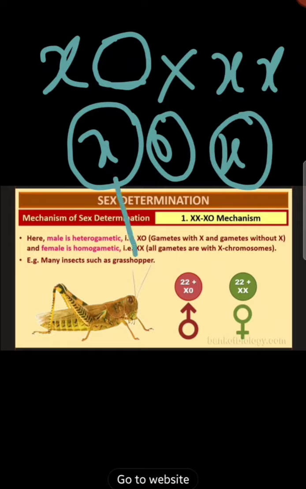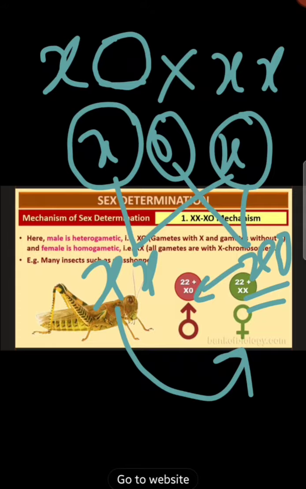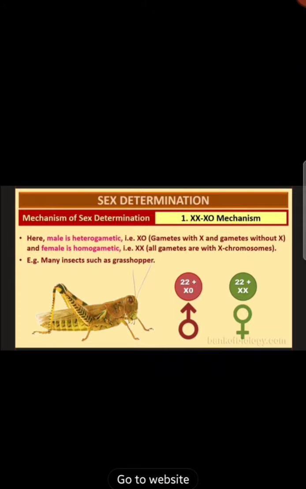So if this X and this X will fuse, then it will be again female progeny, but this X and the sperm without any X will fuse, then it will be a male progeny or male offsprings. So like this, the XX and XO mechanism works in case of the insect such as grasshopper.